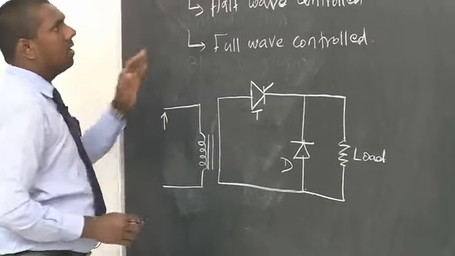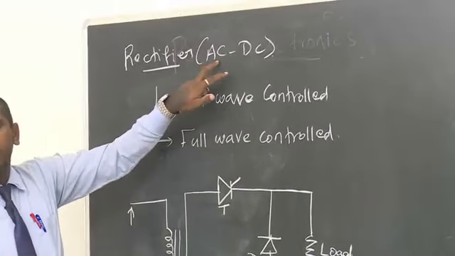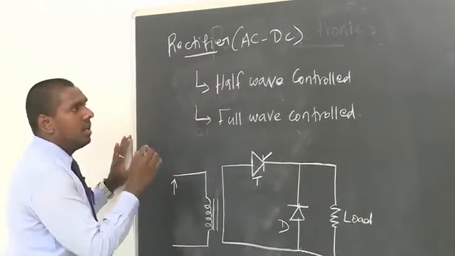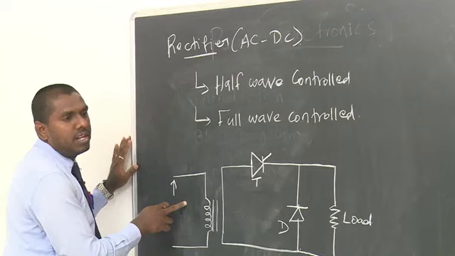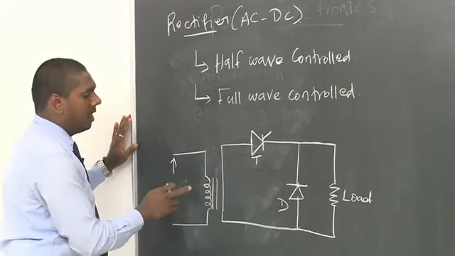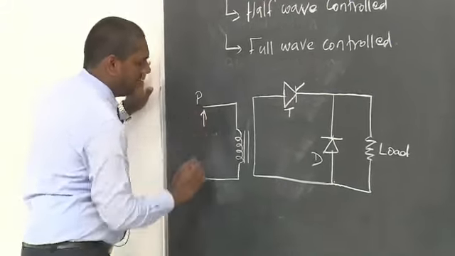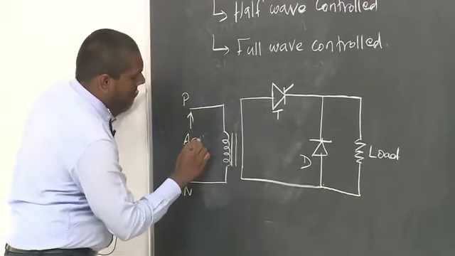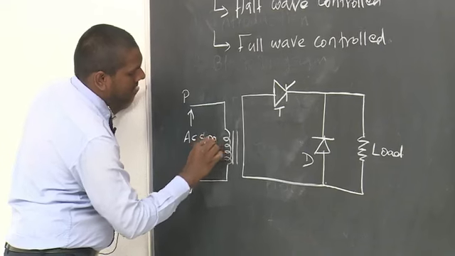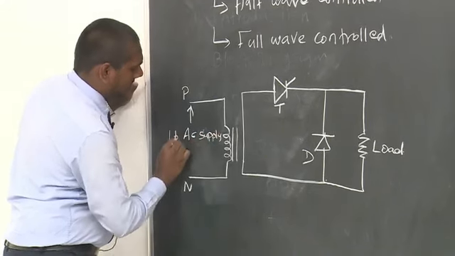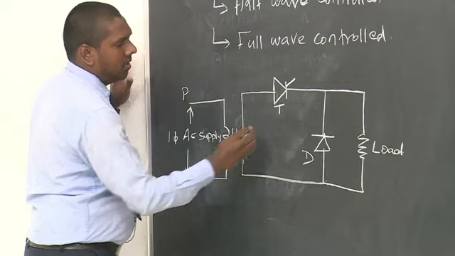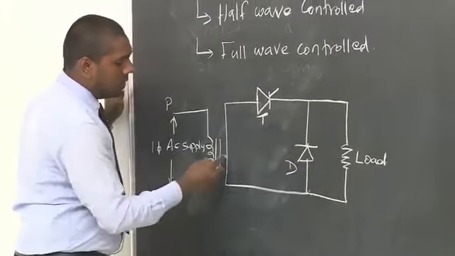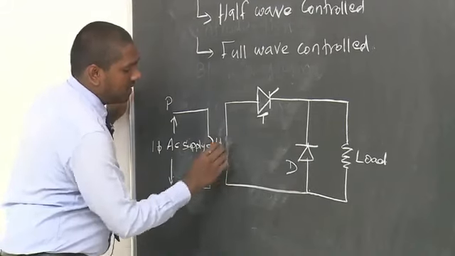The input we already discussed. The rectifier's input is an AC supply. This rectifier is a single phase half wave rectifier, so we are using a single phase supply, with phase and neutral. So, a single phase AC supply. Then this is a thyristor, this is a diode, this is a load, and this is a transformer.